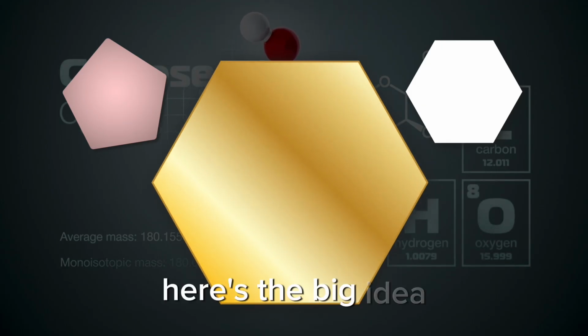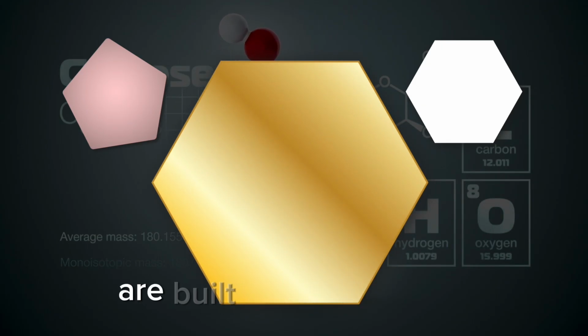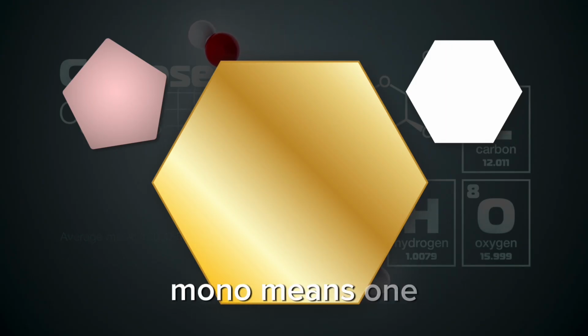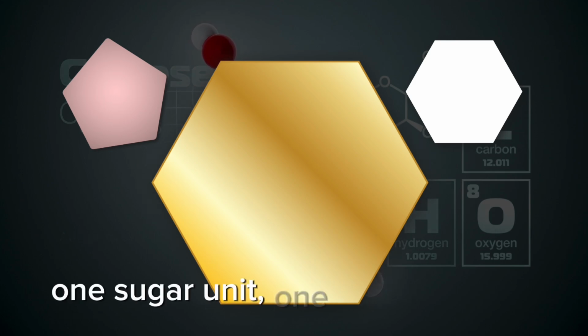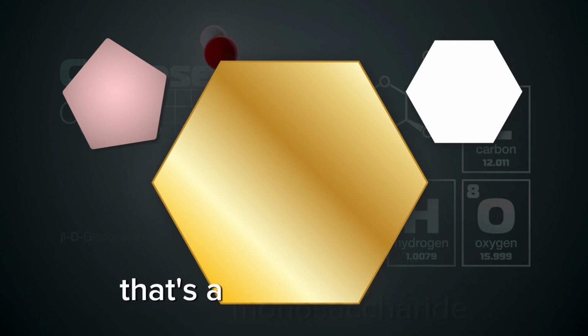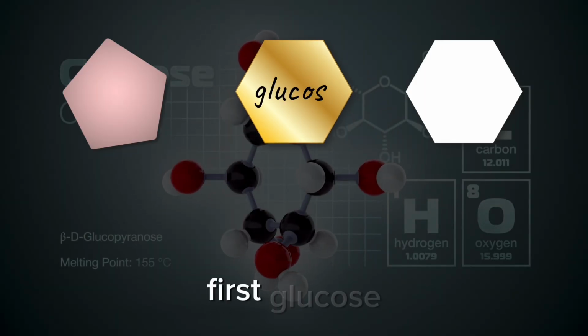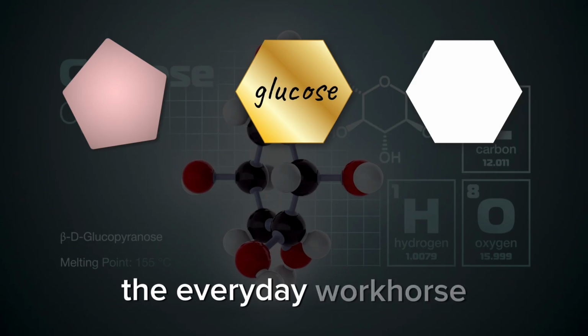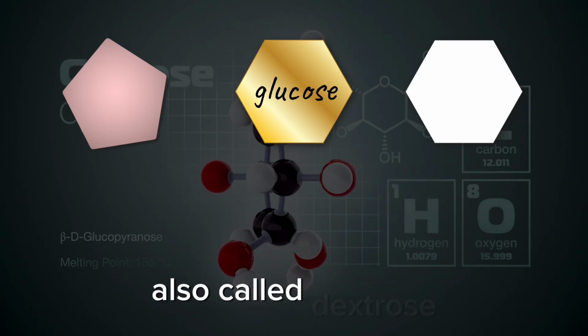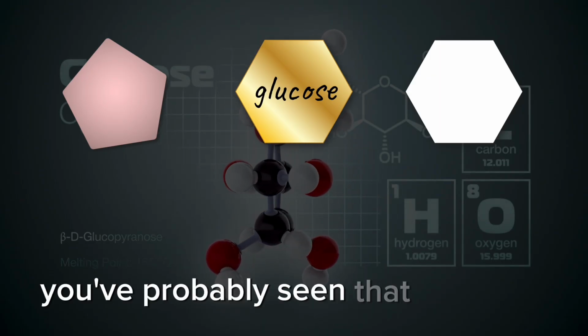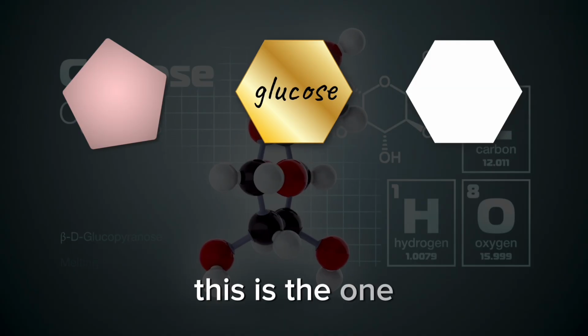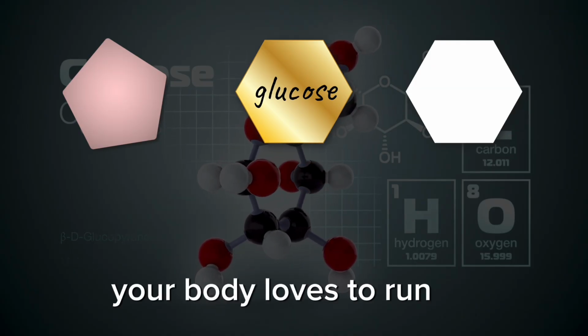Here's the big idea. Carbs, or carbohydrates, are built from small units, a bit like Lego. Mono means one sugar unit, one building block. That's a monosaccharide. So we've got three basic ones to recognise. First, glucose, the everyday workhorse, also called dextrose. You've probably seen that on labels. This is the one your body loves to run on.